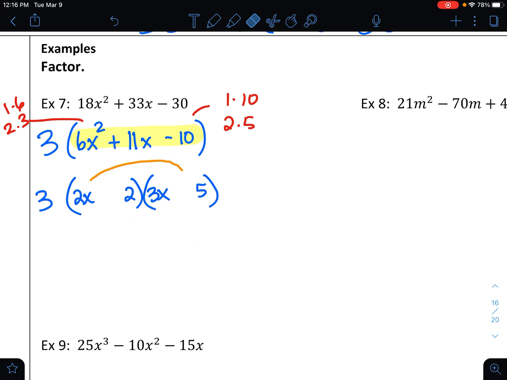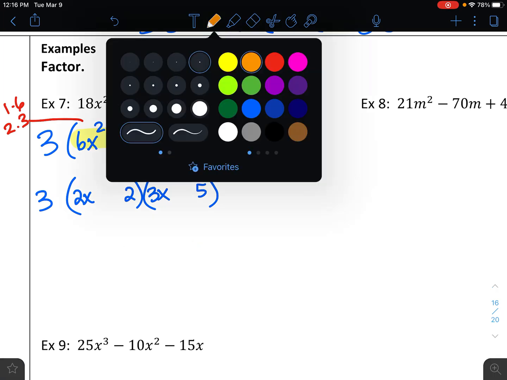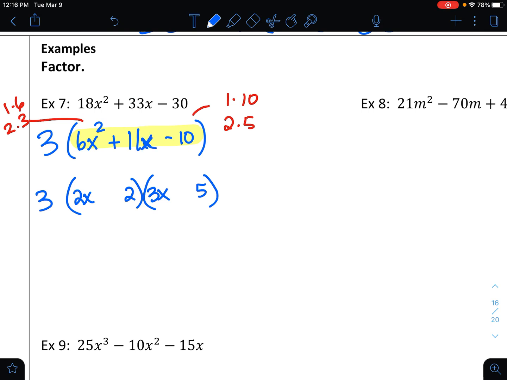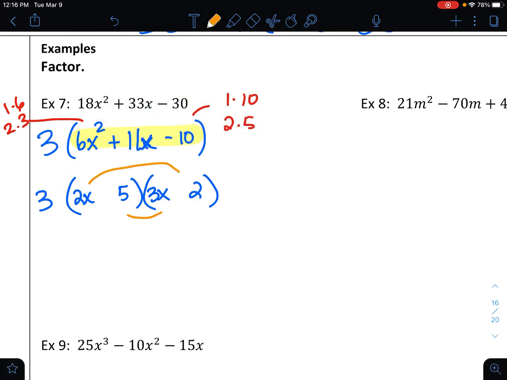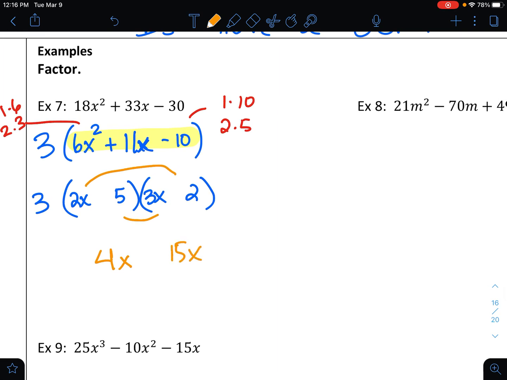So let's take away that. Oops, I knew that would happen. Okay, so let's swap the 2 and the 5. I'm going to put the 5 over here and the 2 over here. All right, so let's test outer, inner. So 2 times 2 is 4x, 5 and 3, 15. Remember, you're looking at 11. So I can do 15 minus 4 and get 11. So I want the 15 positive, the 4 negative. So trace back up, and I have plus here and minus here.